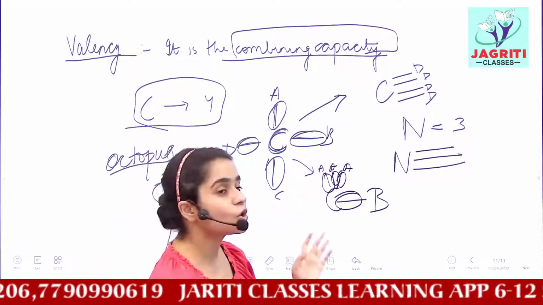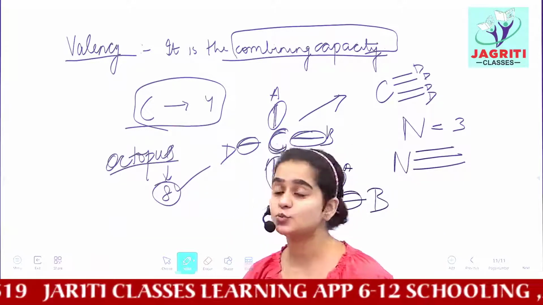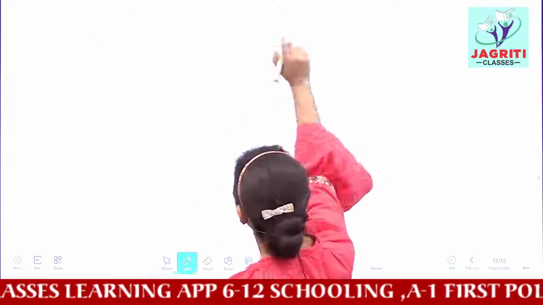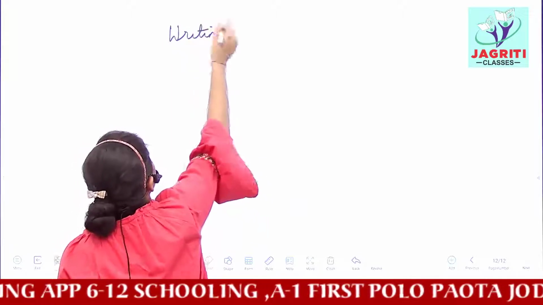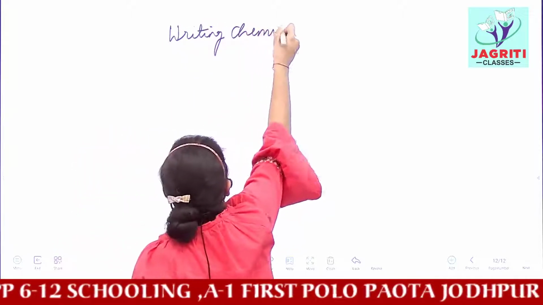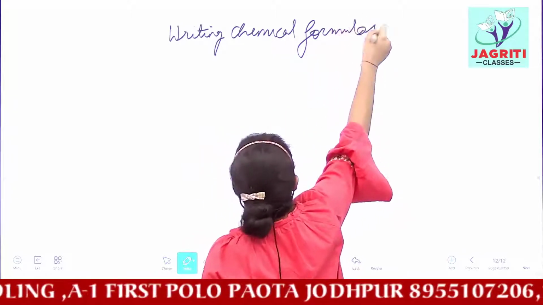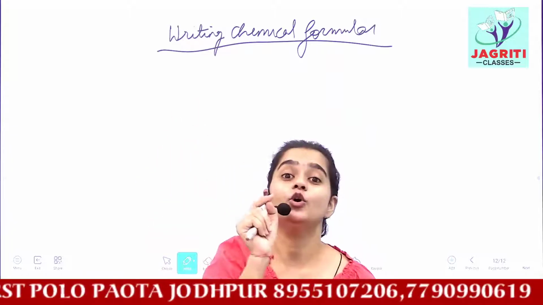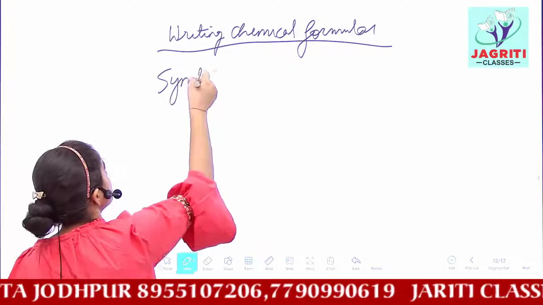So this was all about today's class. What is valency? You should know. Now in the next class, we'll discuss how to write chemical formulas. This would be our next topic. But before actually starting this, I want you to learn 2 things. One, the table of atomic mass, which I told you recently. You have to learn the symbols of the atoms.